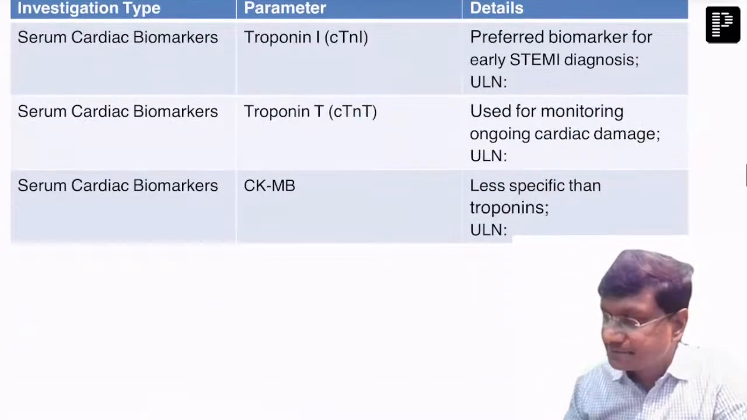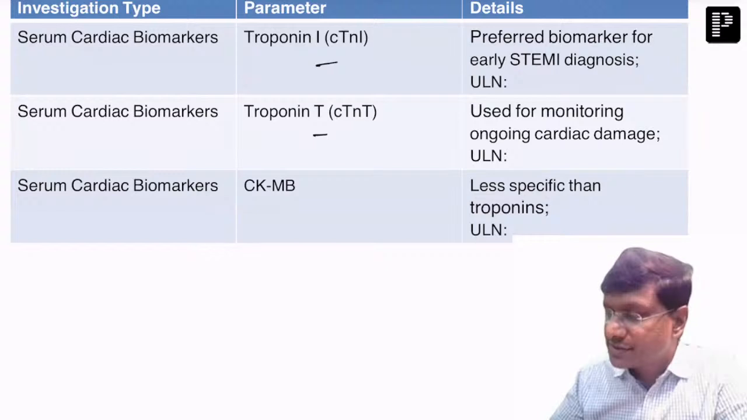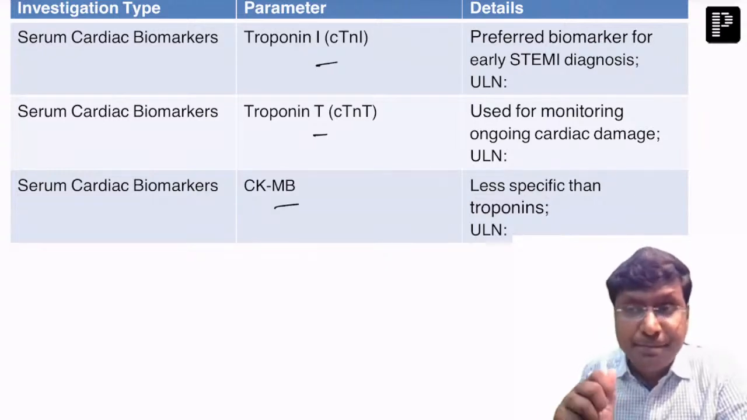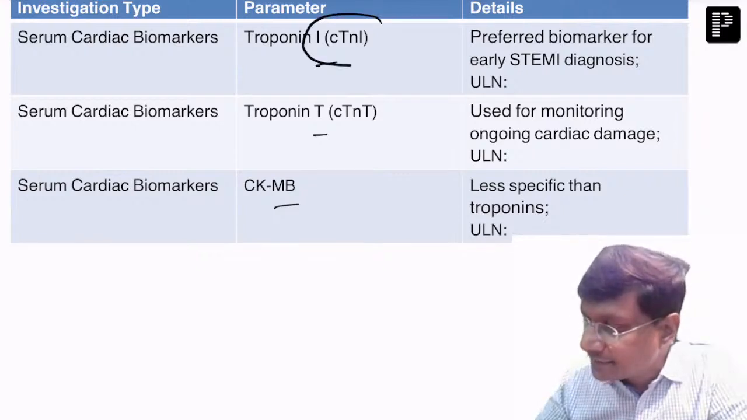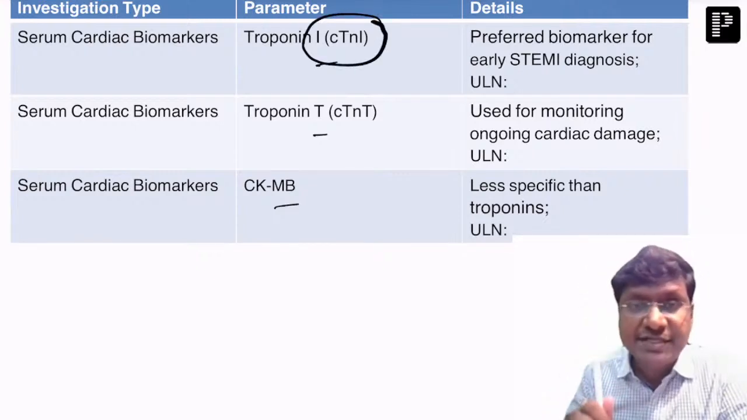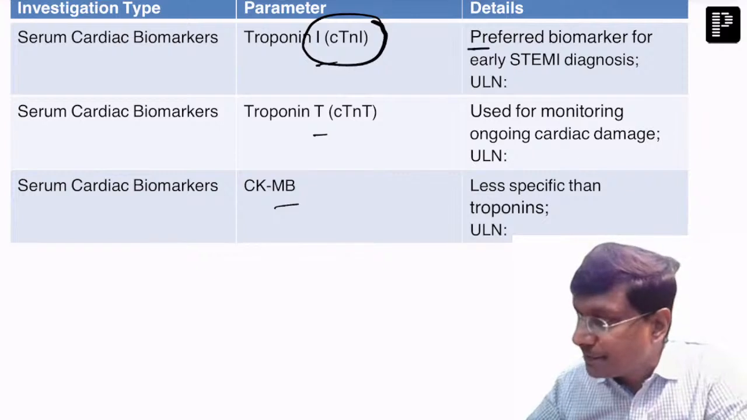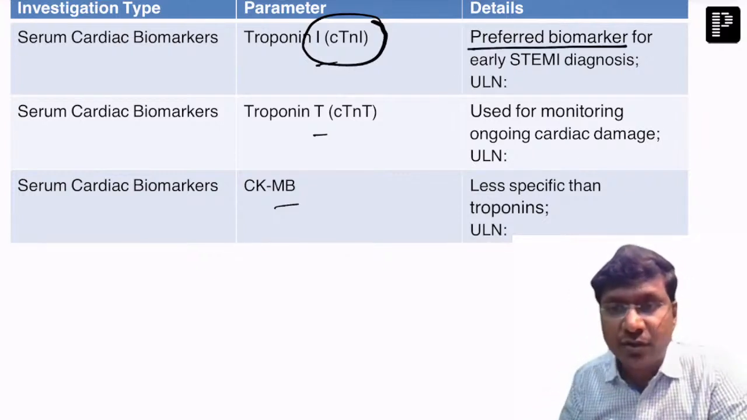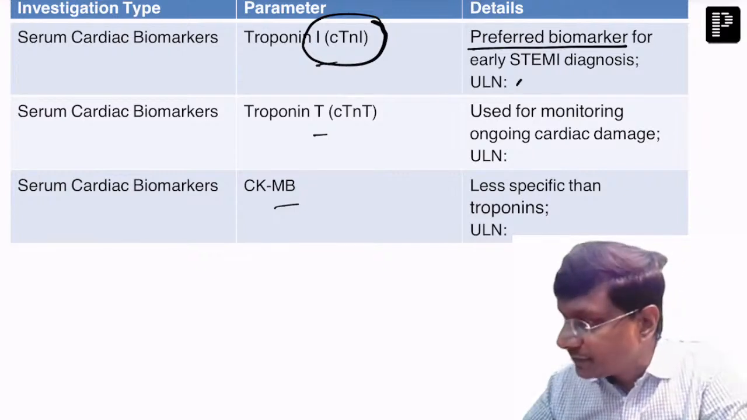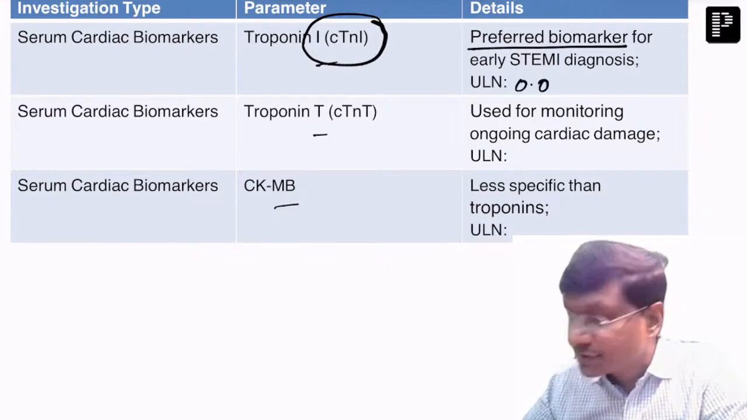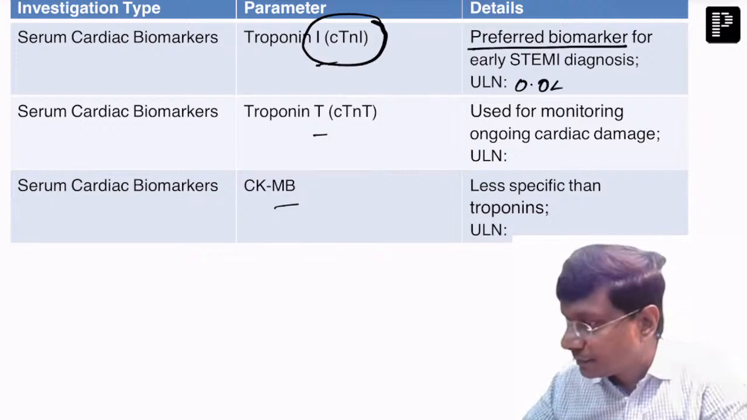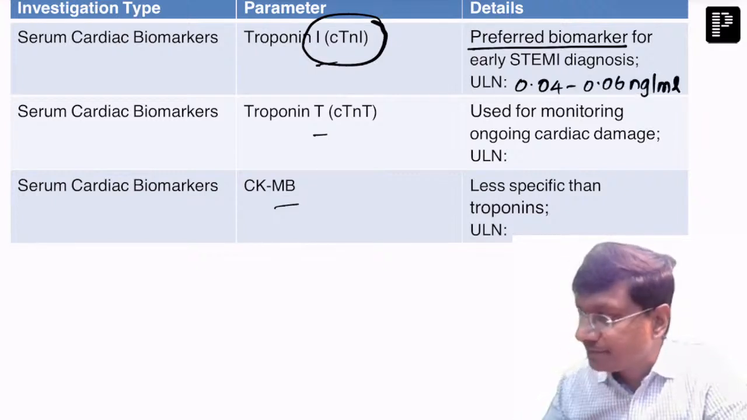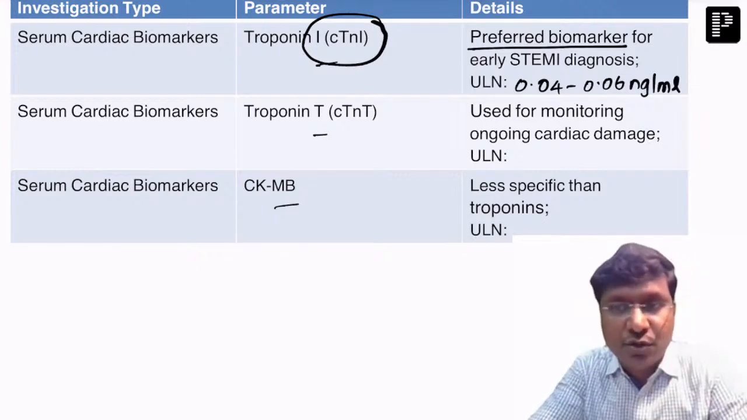Then followed by that, the troponins are being elevated. And which is the preferred biomarker in early STEMI? This is your troponin I. It is not troponin T, it is troponin I. That is the preferred biomarker for early STEMI. Now, what is the upper limit of the troponin I? The upper limit of the troponin I is 0.04 to 0.06 nanogram per ml.